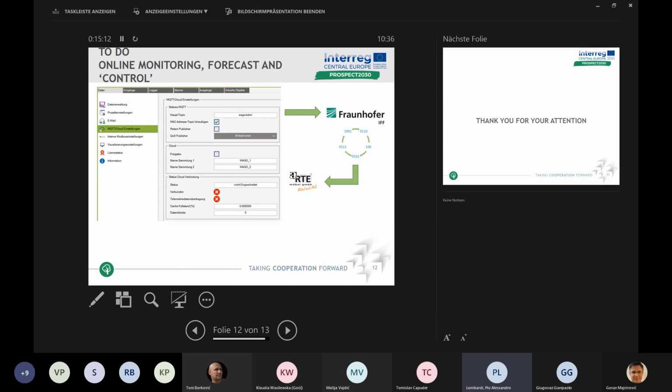What we are also investigating is, from the social point of view, how the operators will be able to be controlled in such a way. And this is another part of the project that we will investigate in the future.